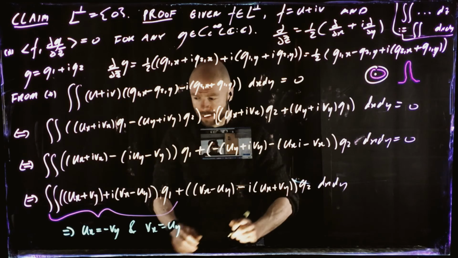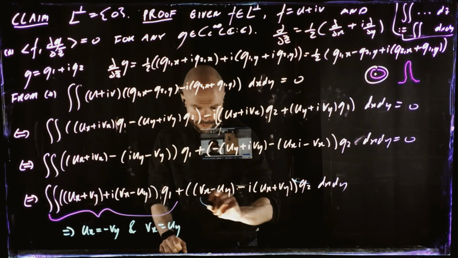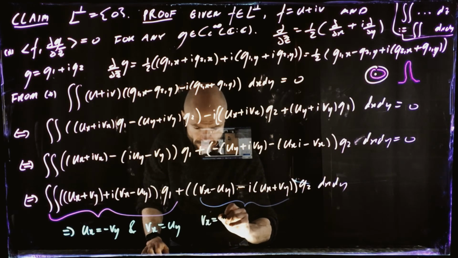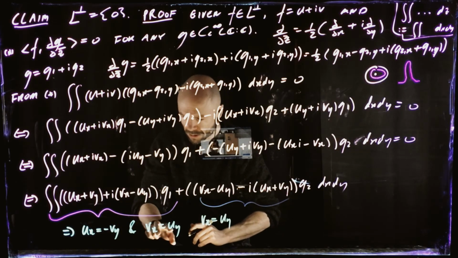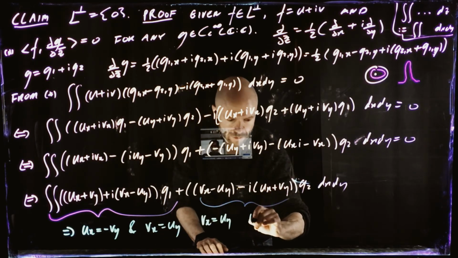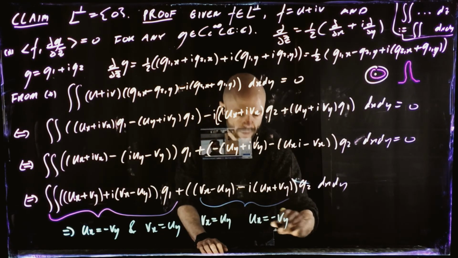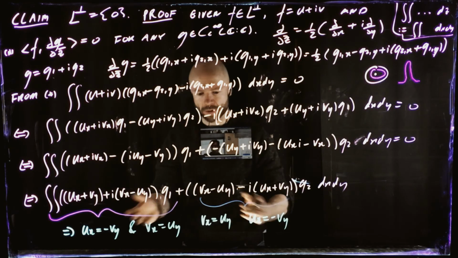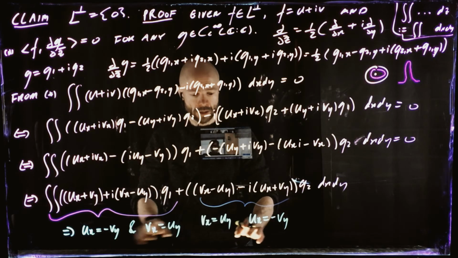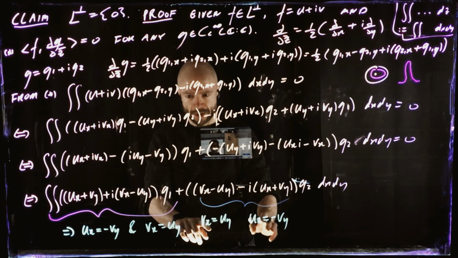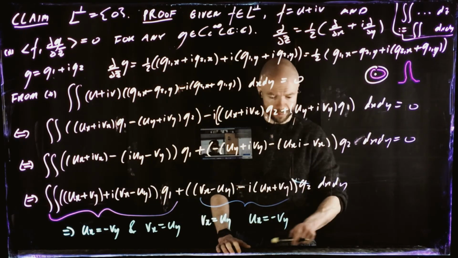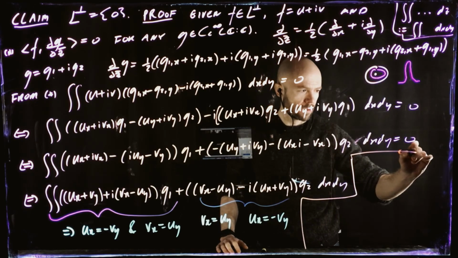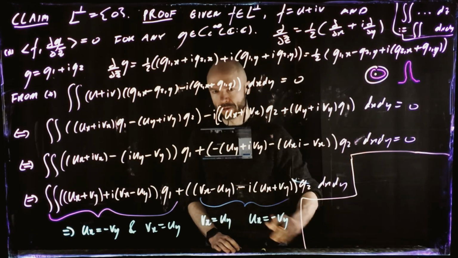So this thing implies that v of x equals u of y, which is the same thing we had before, and then u of x equals minus v of y, like this. Which is the same two equations. These guys look a little bit familiar, right? They look a bit familiar, but they're not exactly familiar. What do these things look like?